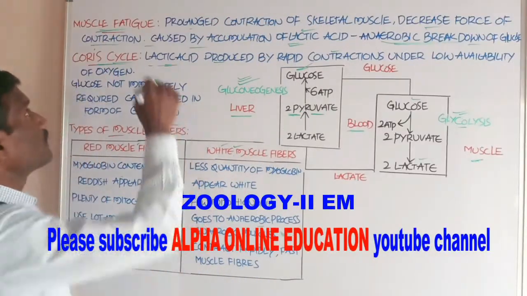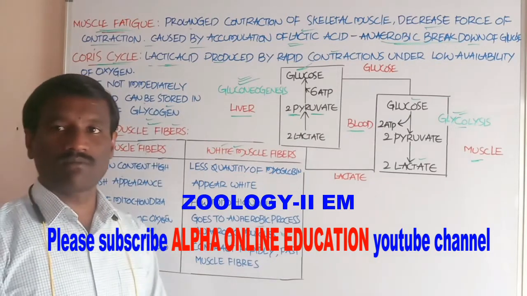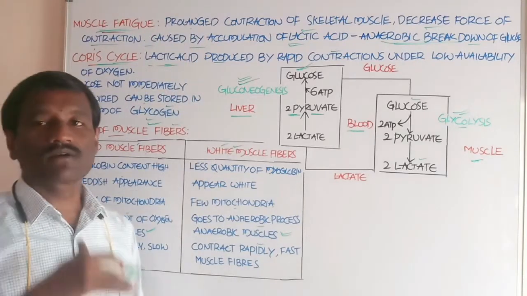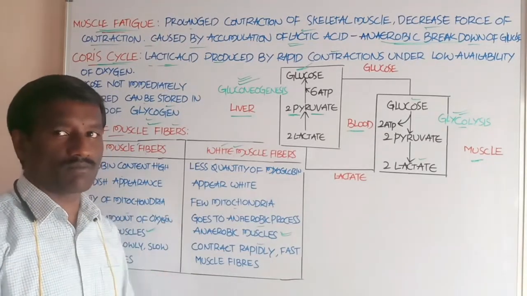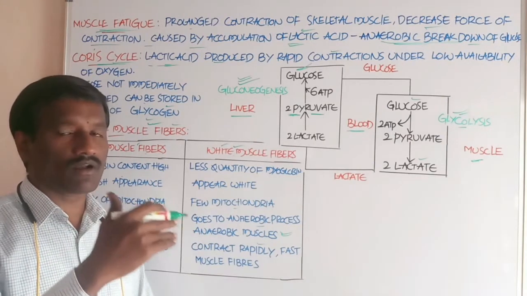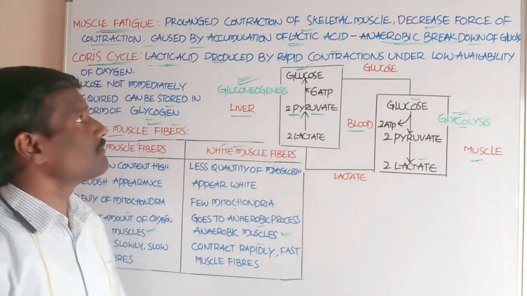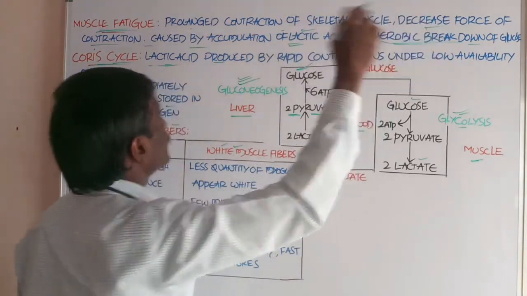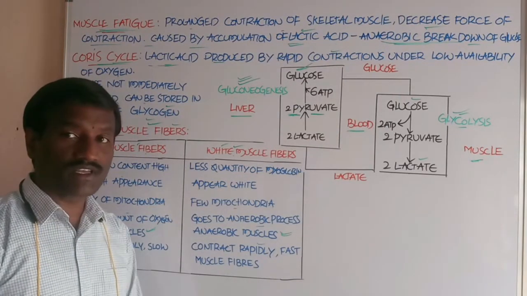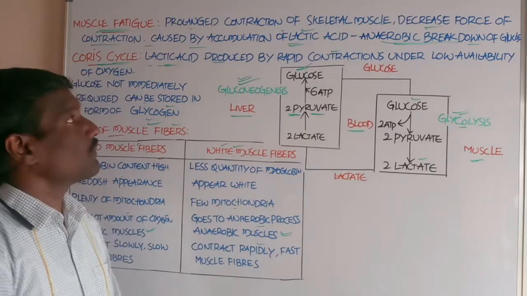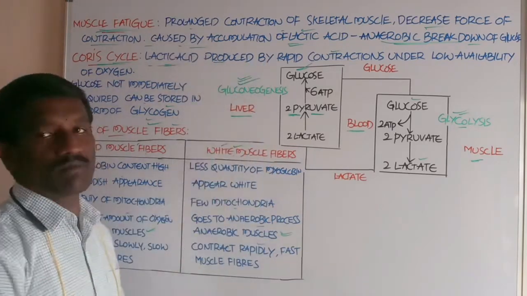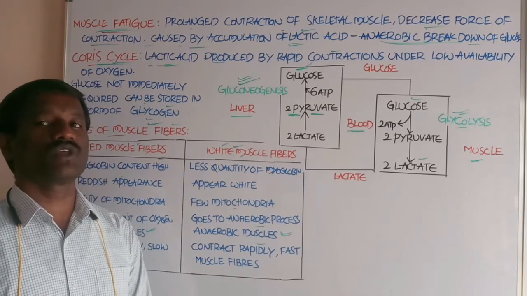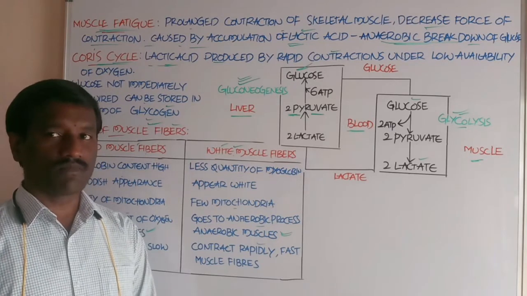Now let's discuss muscle fatigue. What about muscle fatigue? Muscle fatigue is due to prolonged, rapid contraction of the skeletal muscle. It causes a decrease in the force of the contraction. Okay, student. Next, it is caused by accumulation of lactic acid in the muscle. Lactic acid is produced due to the prolonged contraction of the muscle.